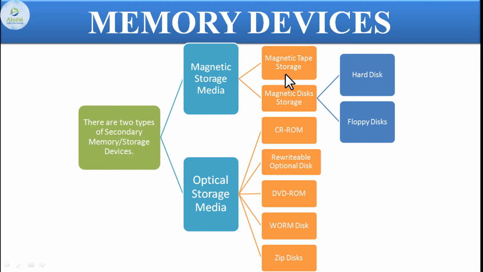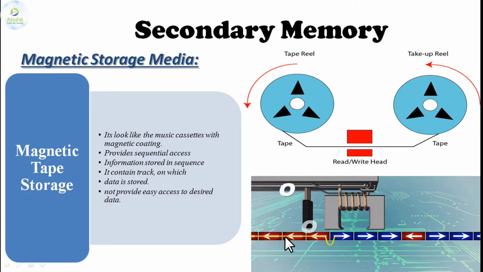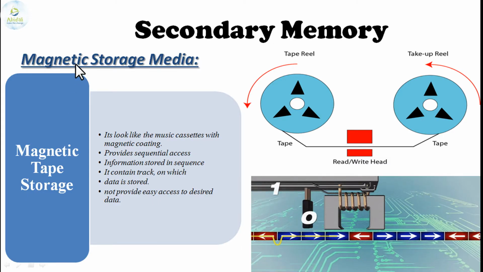The magnetic storage consists of magnetic storage tapes. I will show you the diagram. Then magnetic disk, which includes hard disk and floppy disk. Then optical storage media includes CD-ROM, rewritable optical disk, DVD, WORM disk, and zip drives, which we will be exploring in this class.